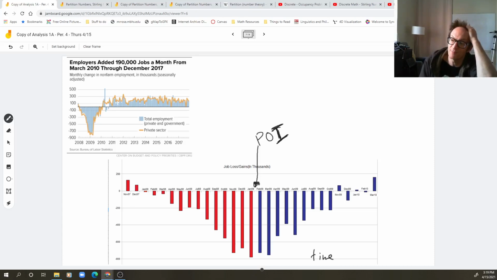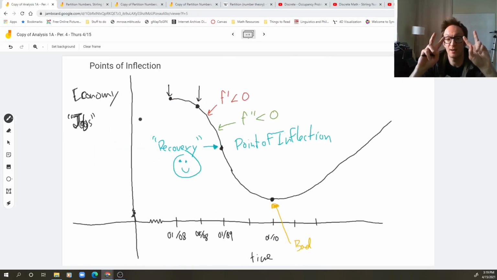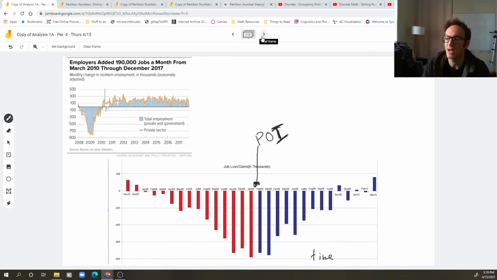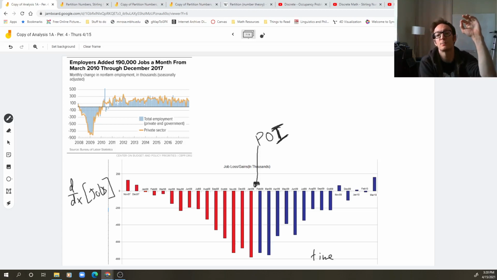Of course, this is time, but this y-axis is not what I showed you on the previous slide, which is jobs, so to speak. Instead, what you see here is job loss gains in thousands. So this is not jobs. This is in some ways kind of like the derivative of jobs. In other words, what this graph is displaying on the y-axis is how many jobs were lost per month. It's the rate of change of the jobs.